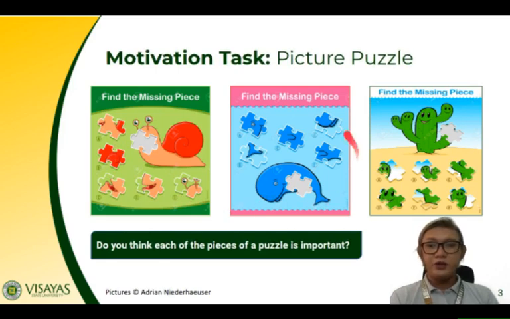How about for the dolphin here? Now which one is the missing piece? How about in this picture, a cactus? Which one is the missing piece? So do you think each of the pieces of this puzzle is important?